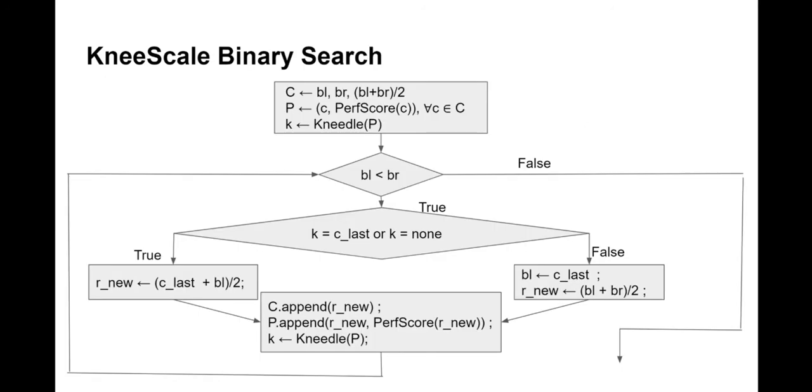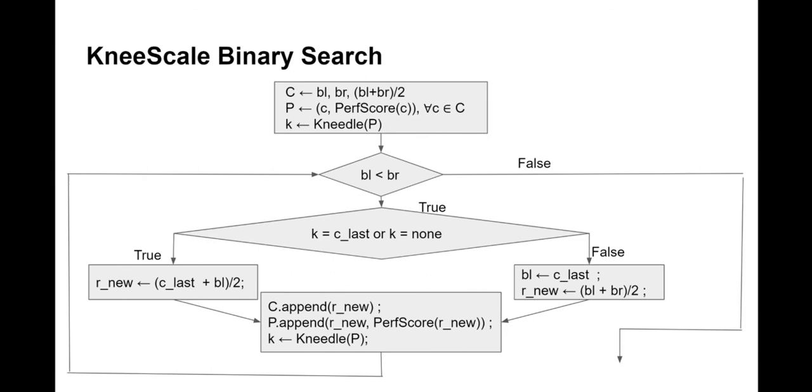And how does KneeScale detect the knee point on the fly without prior performance data? The algorithm takes two input parameters, BL and BR, which denote the left and the right boundary of the search space. Since the Kneedle algorithm requires at least 3 data points to find a knee point, we collect the performance data for 3 resource allocations given by BL, BR, and the middle point of BL and BR. We set the initial search direction to the left.